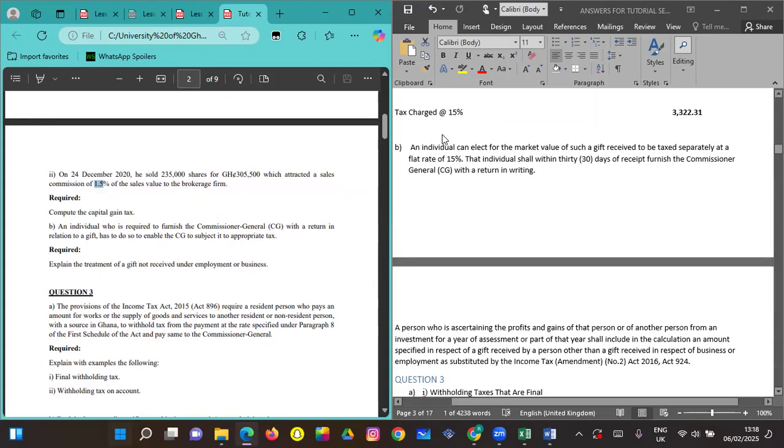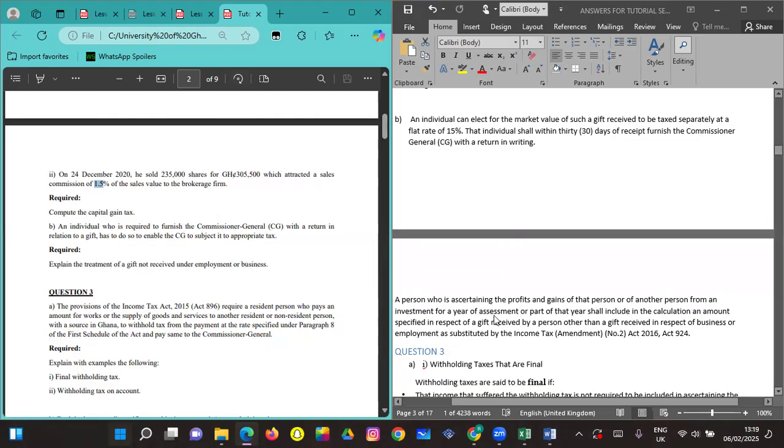So this is it here. An individual, that's what we spoke about. An individual can elect for the market value of such a gift received to be taxed separately at a flat rate of 15%, right? And the individual shall, within 30 days of receipt, furnish the Commissioner General with a return in writing.